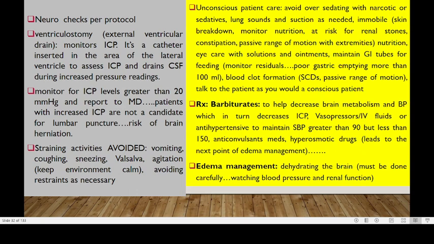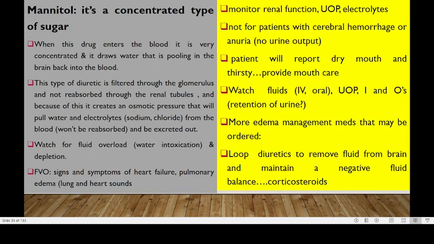And we can also do edema management. Okay, dehydrating the brain must be done carefully, watching the blood pressure and the renal function. We could use mannitol. It's a concentrated type of sugar and one of the diuretics. Guys, a link will be popping up on the 5 different types of diuretics.